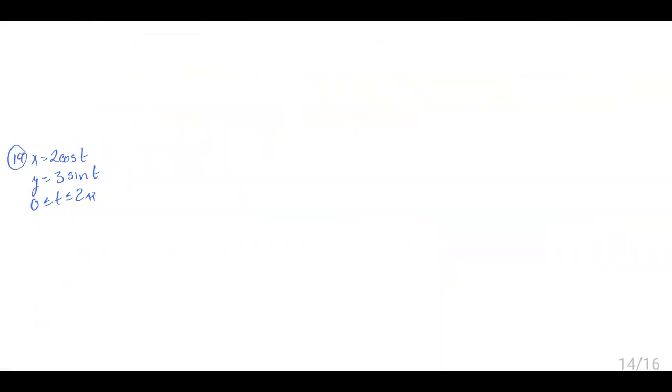So let's look at this one. We have x equals 2 cosine t, y is equal to 3 sine t, t is restricted between 0 and 2 pi. Let's start by finding that rectangular equation. So this one's going to use a trick. We can rewrite that first one: x over 2 is equal to cosine of t. And that second equation, we can solve for sine of t.